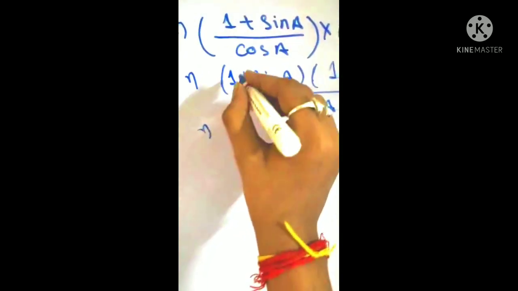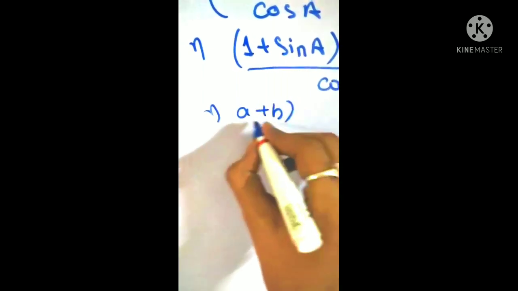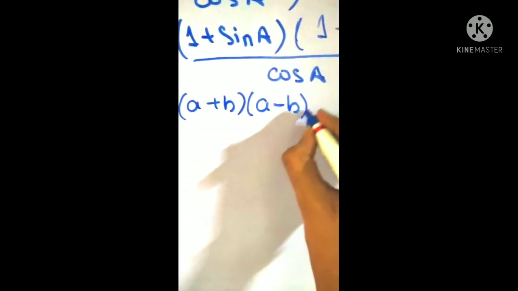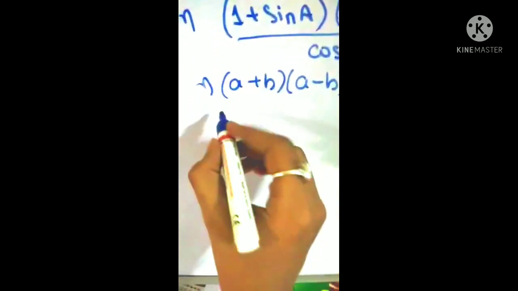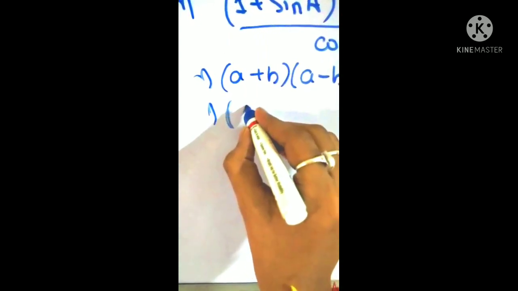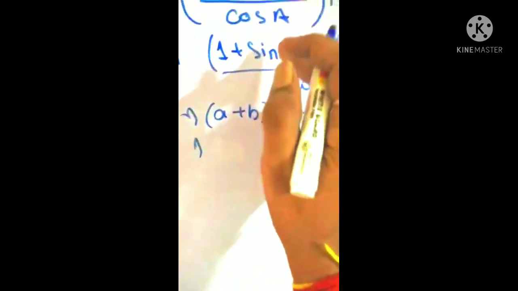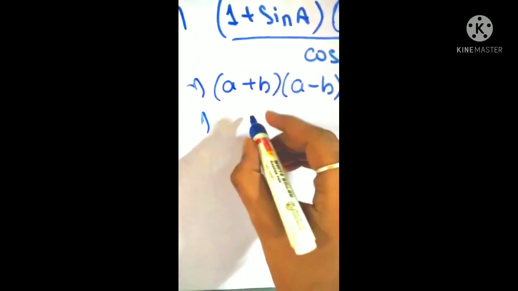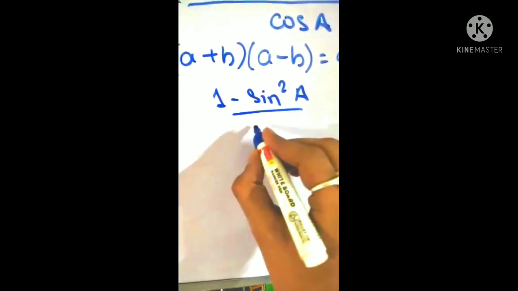Now see, if I take 1 as a and sin a as b, so (a plus b) and (a minus b), we know the formula, that (a plus b) and (a minus b) is equal to a square minus b square. So this formula we will apply to the numerator, not to the denominator, because the denominator is the same, this is cos a. That is, a square minus b square, that is (1 minus sin square a) divided by cos a.